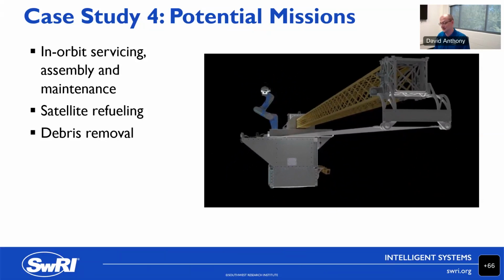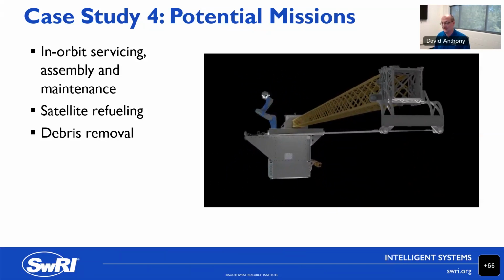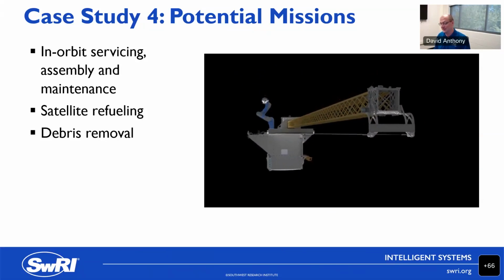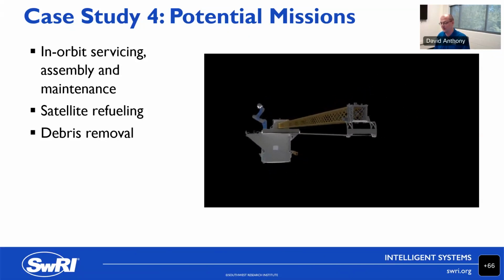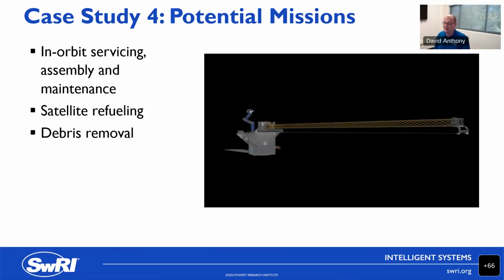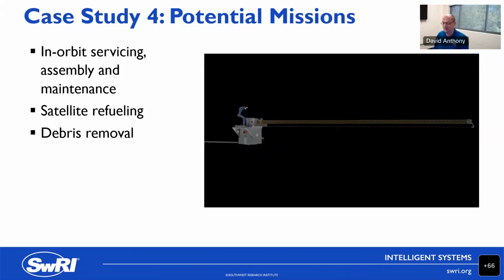geostationary satellites, and in fact, all satellites eventually run out of fuel. And when that happens, your satellite's done. Eventually, it stops maintaining its orientation, and your $100 million satellite is just junk. So the idea is eventually we can go up there and actually just refuel the satellite and extend its lifetime, and doing things like debris removal.